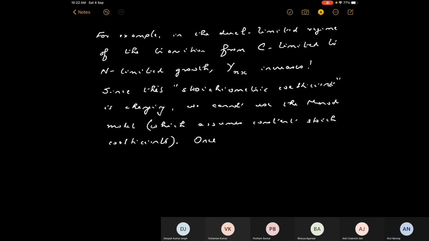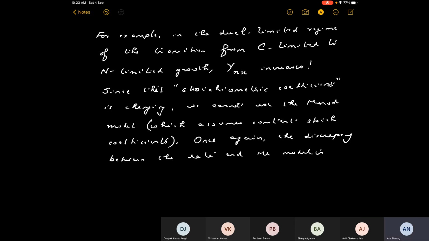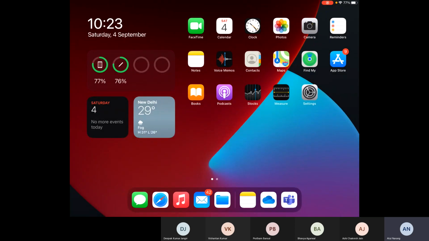So once again, the discrepancy between the data and the model is resolved by introducing multiple reactions. Actually, you will just add one more reaction. I use the word multiple, but now, actually, before I proceed further, I should basically mention why is this even important?